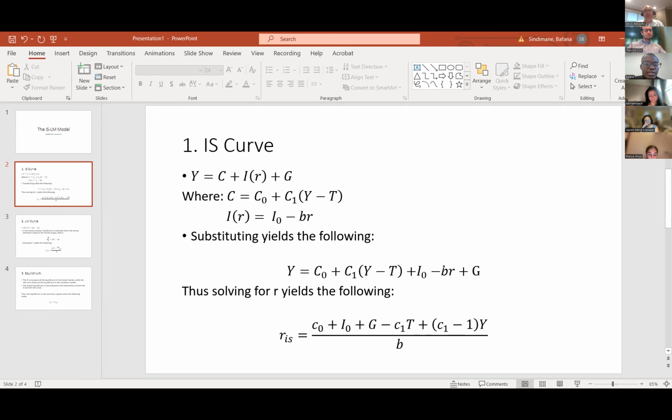Substituting both of these into the original Y equation will yield all this, and then you solve for R, which gives us the real interest rate of the IS curve, which is this equation here.